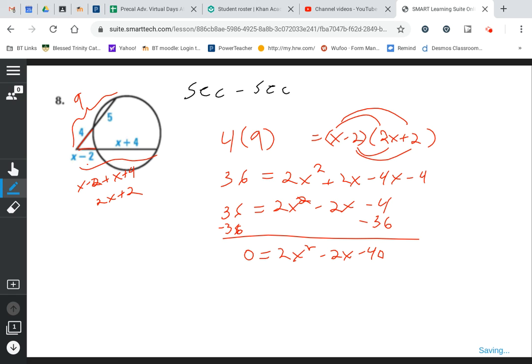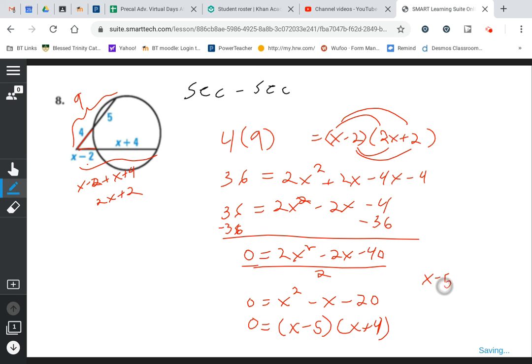And what I notice is they all have a 2 in them, so I'm going to divide everything by 2. Makes it a little easier when I want to factor. So I get x squared minus x minus 20. And now I'm going to see if I can factor that. And that one actually factors very nicely to x minus 5 times x plus 4. Now I need to solve each of those for 0. So x minus 5 equals 0, and x plus 4 equals 0. So I end up with x equals 5 and negative 4.